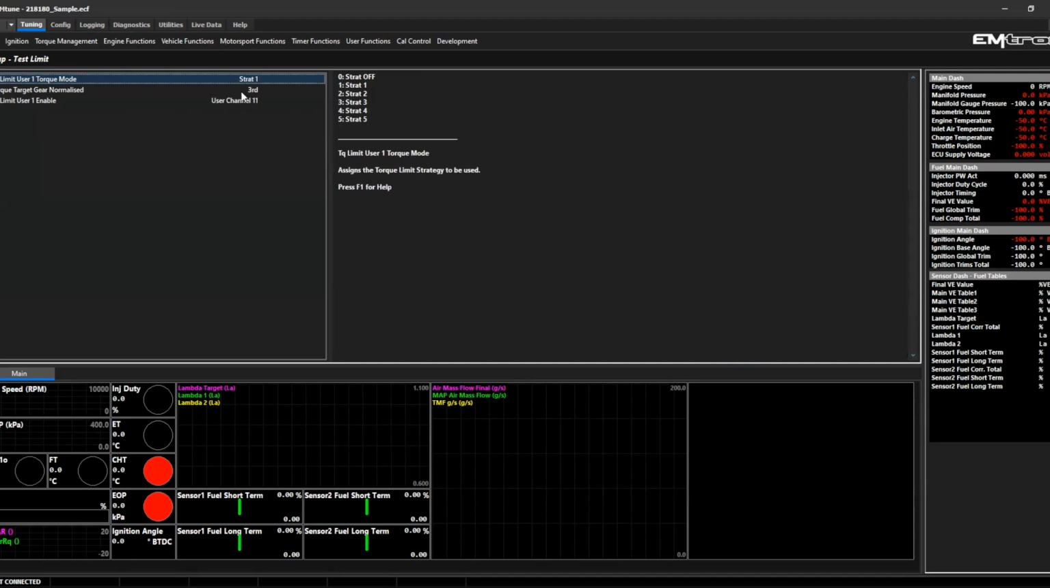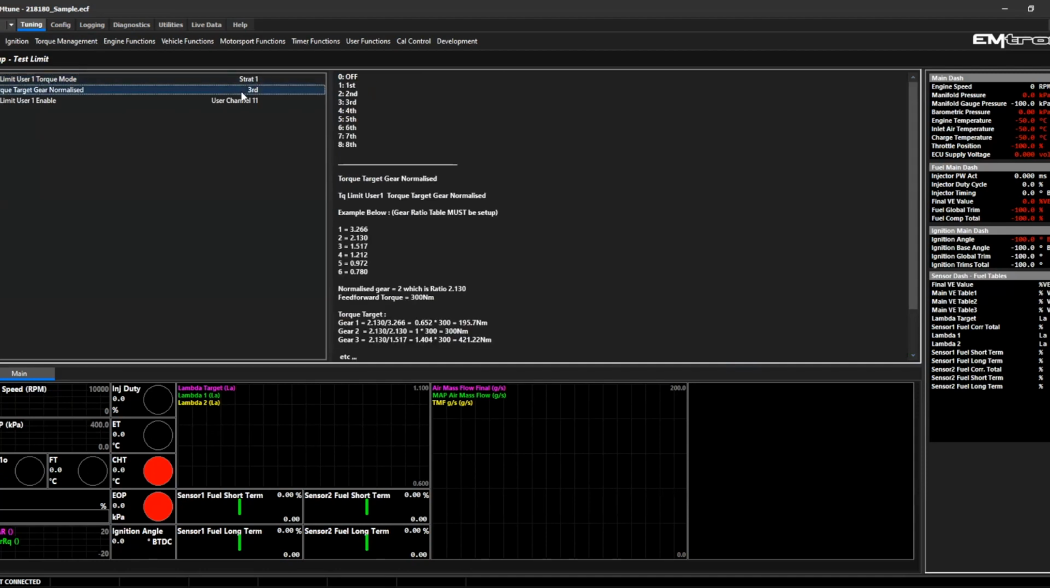So if you have this option here set to 3rd gear, what that means is the torque will equate to exactly what the torque is in the table when you're in 3rd gear, and it will scale the torque based on the gear ratios in any other gear automatically for you. That makes it very, very simple to calibrate some kind of torque limit strategy, and you want to make sure that you get that same amount of torque at the wheel in other gears.